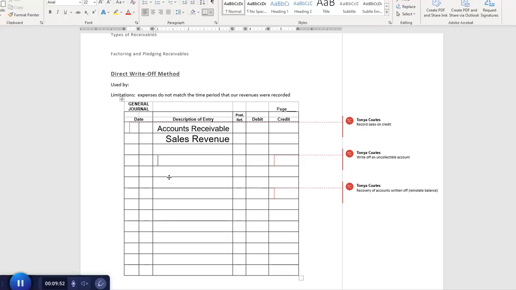If the customer still doesn't pay, of course, we probably won't sell to that customer again, but we may have to take them to small claims court. You would have to weigh the pros and cons of whether you want to pursue collecting from the customer when you've got to pay attorney fees and court costs. But that is an option. When we write off the account, we would debit bad debt expense, and we would credit accounts receivable.